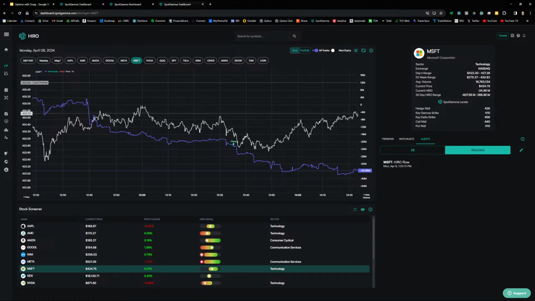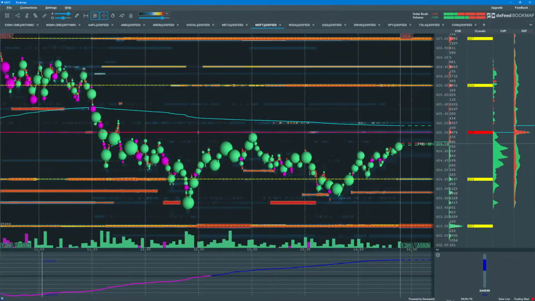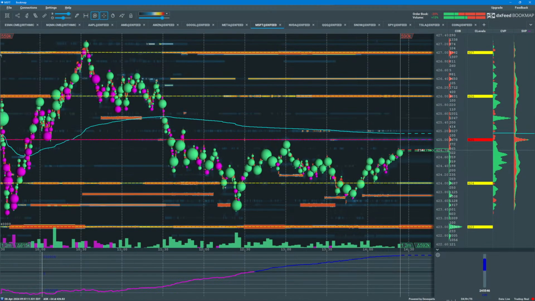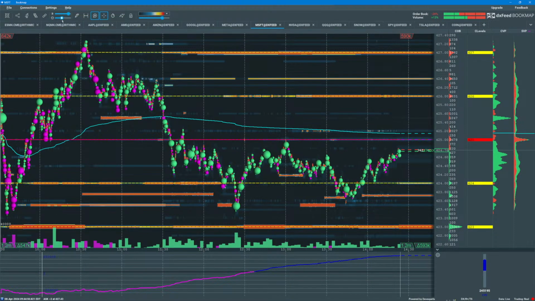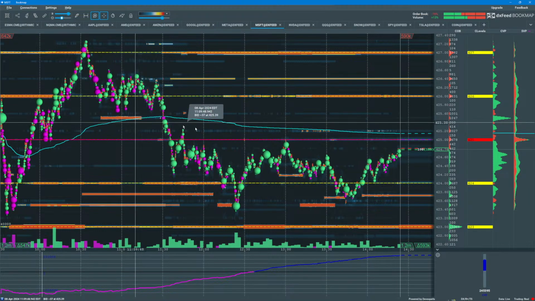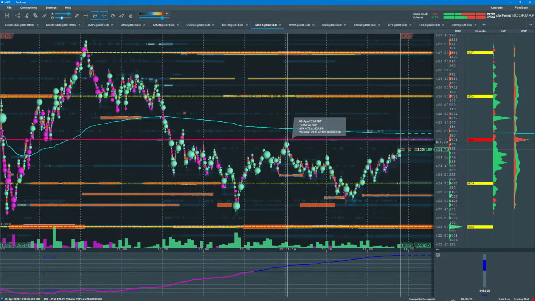Let's go back to Bookmap. All right, so far I don't see any evidence of aggressive sellers starting to come in. A lot of green volume dots. Maybe a reaction at 425.